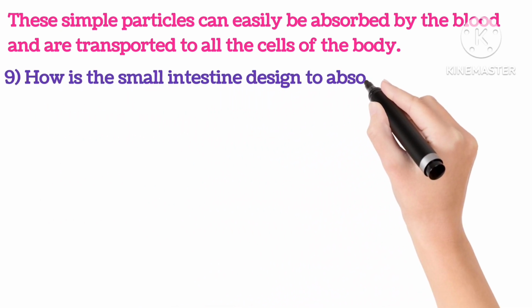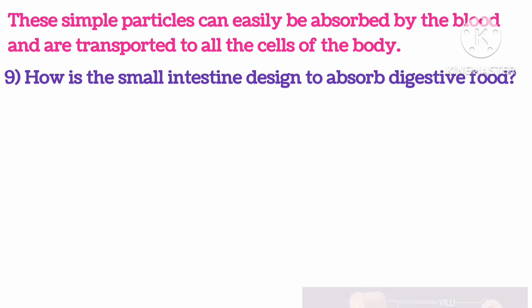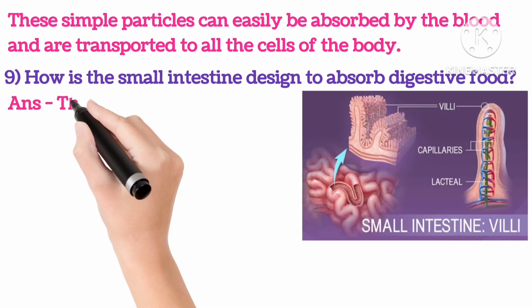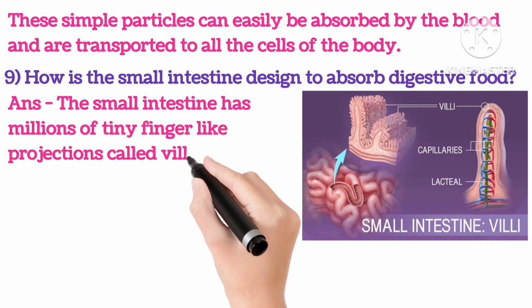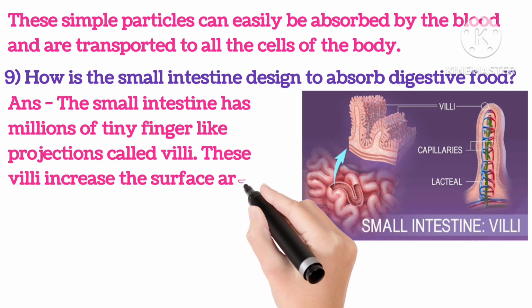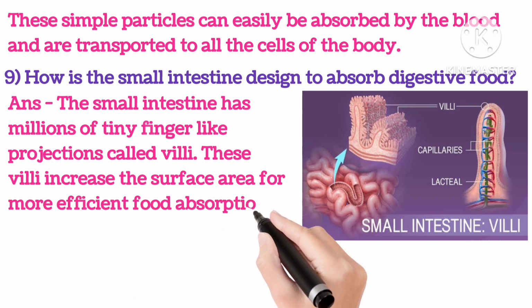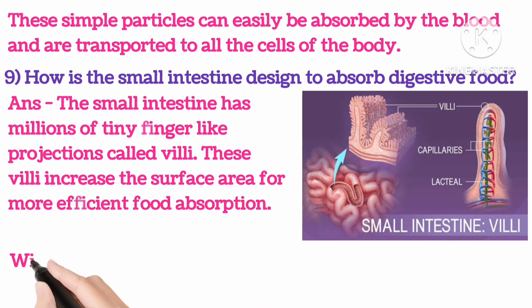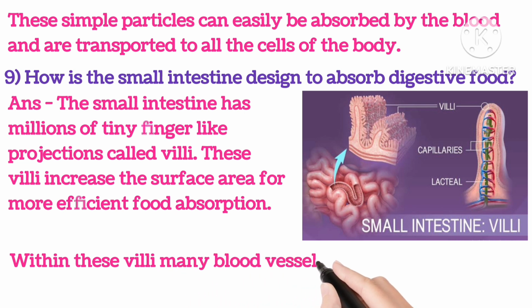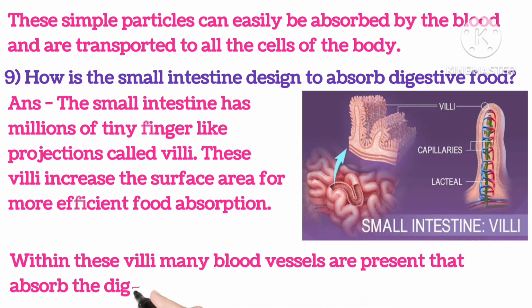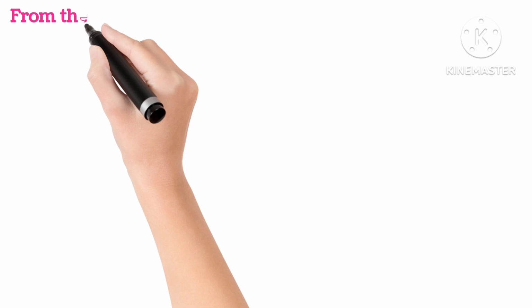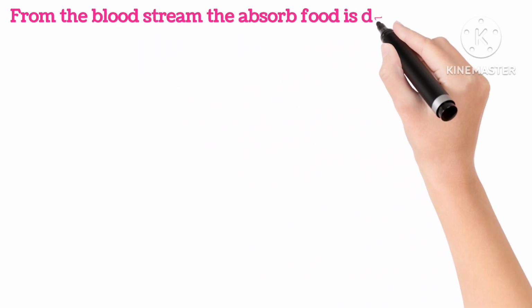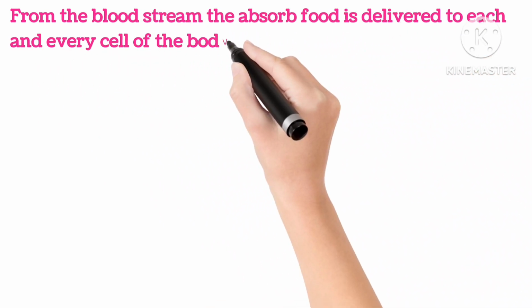How is the small intestine designed to absorb digested food? As you can see in the picture, the small intestine has millions of tiny finger-like projections called villi. These villi increase the surface area for more efficient food absorption. Within these villi, many blood vessels are present that absorb the digested food and carry it to the bloodstream. From the bloodstream, the absorbed food is delivered to each and every cell of the body.